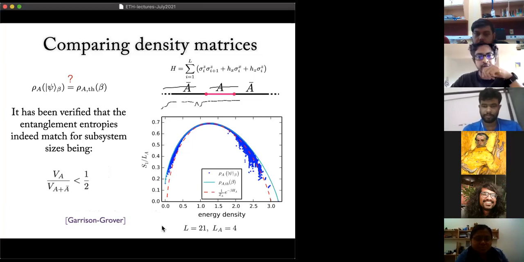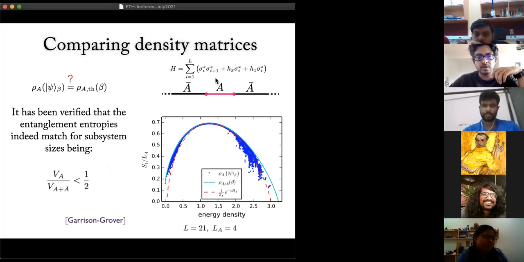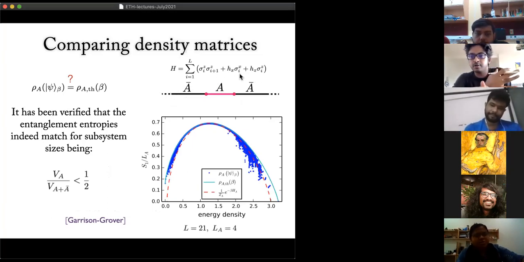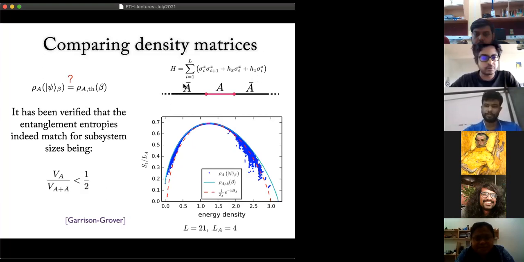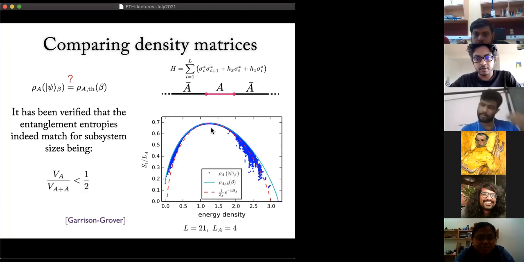And you can verify this explicitly in a system. This is the system over here. This is the Ising model with magnetic fields turned on in two horizontal directions. I think it's called the XXZ model if you have this term switched off, but I don't know the terminology too well. And you can indeed verify that the entanglement entropy of the excited state matches the entanglement entropy of the thermal state.